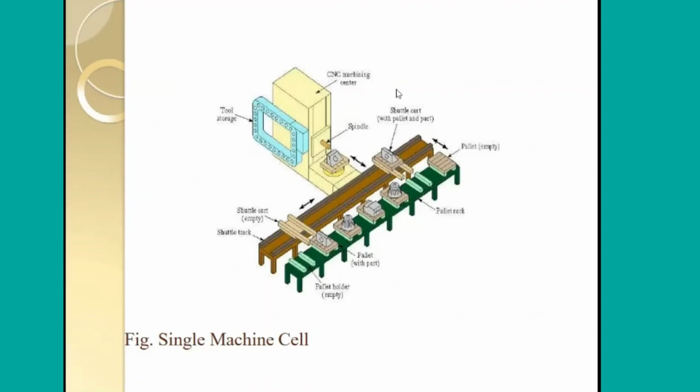It satisfies 3 flexibility tests except the error recovery test: processing different part types, responding to changes in the production schedule, as well as accepting new part introductions. So this is the major benefit of the single machine cell.